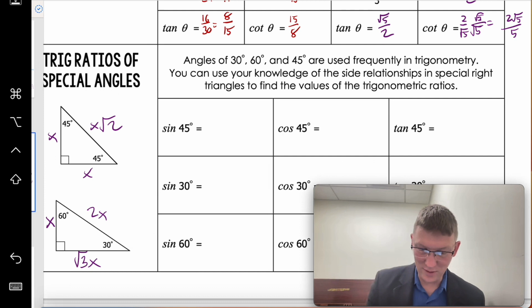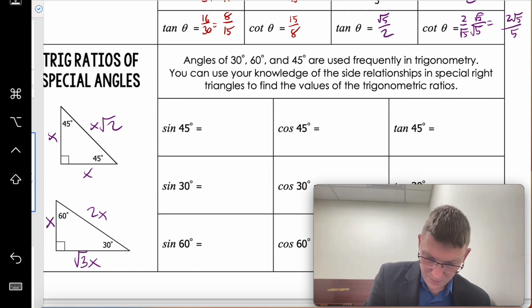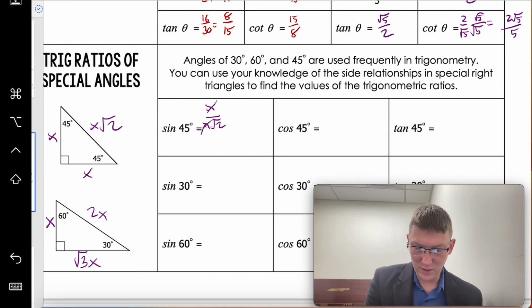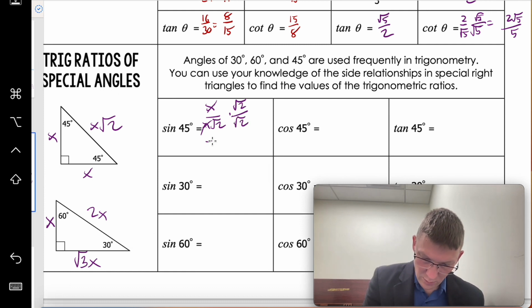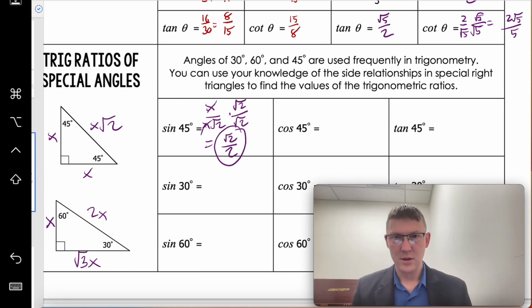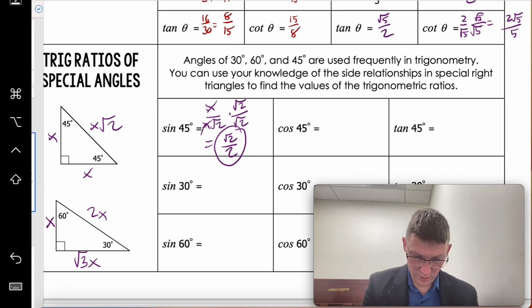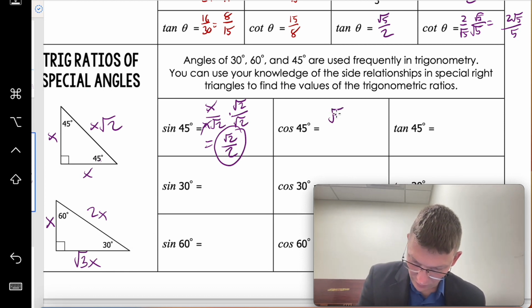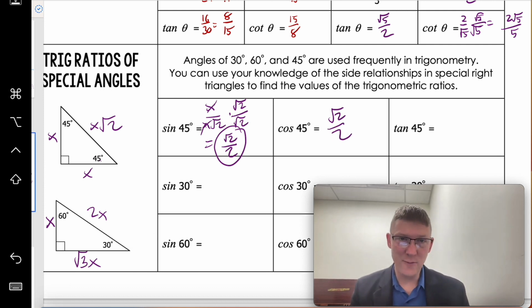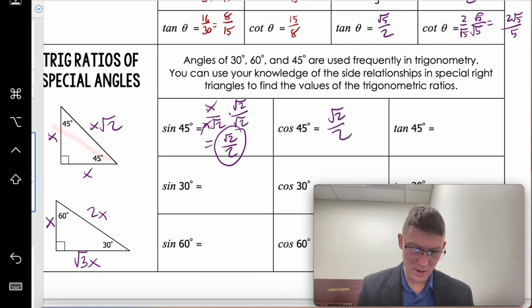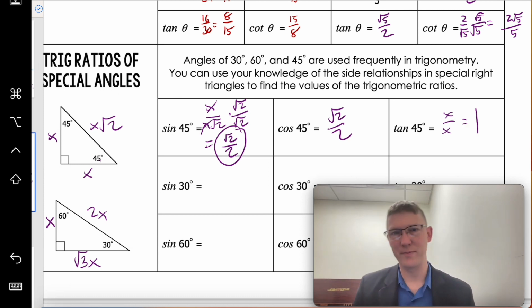So sine of 45 is going to be opposite over hypotenuse. So we've got opposite x over x square root of 2. And then our x's cancel out. We have 1 over square root of 2. Can't leave it like that. So then we rationalize it. So then our final answer is square root of 2 over 2. Cosine of 45. So we're looking here. Cosine is adjacent over hypotenuse. It's actually going to be the exact same. So yeah, I'm just going to write square root of 2 over 2. And then tangent of 45, let's look at that. Opposite over adjacent. Hey look, that's x over x. That equals 1. It's convenient.